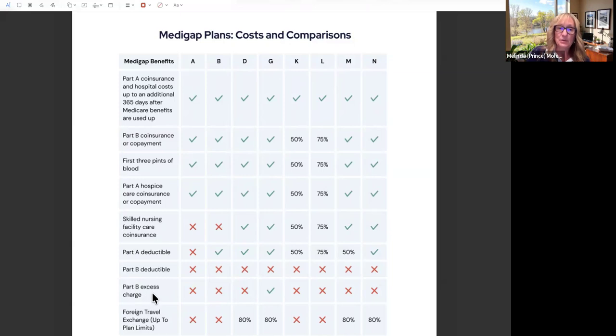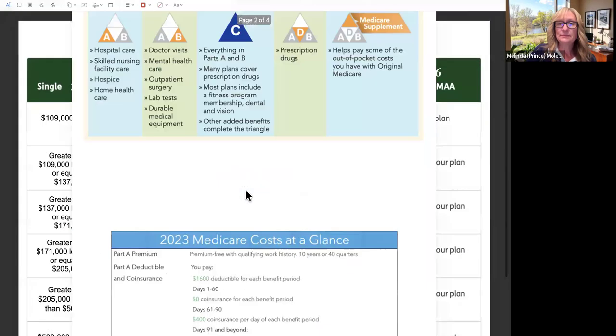But the next line is probably, in my opinion, the most financially significant, Part B excess charges. So remember when I said you could get balance billed if something is above the Medicare approved amount? You'll notice there's only one green check mark there. That happens to be a Plan G. The rest of them would leave you exposed. As I mentioned, there are Medigap plans that leave you exposed. Those would be the other ones, okay? So that's how a G works.